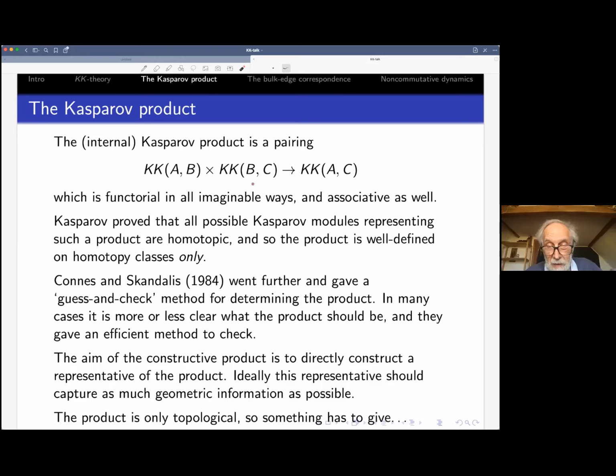So what we want to try and do is just take two unbounded guys as input and produce an unbounded guy as output, which represents the product. Ideally, you want to carry along as much geometric or dynamical or physical information as possible, but since the product's only topological, as Elaine was just saying, something has to give.